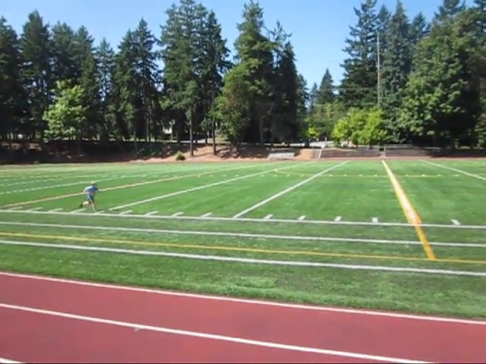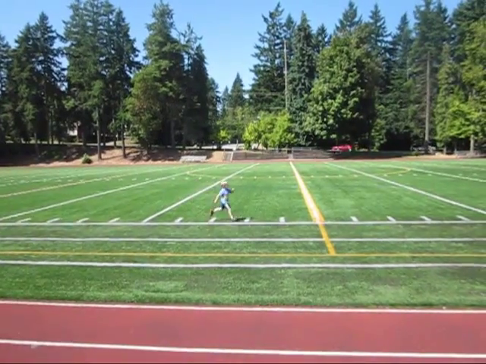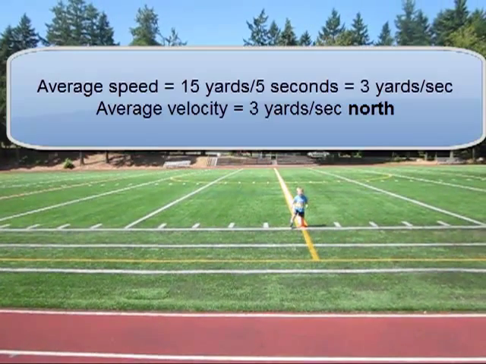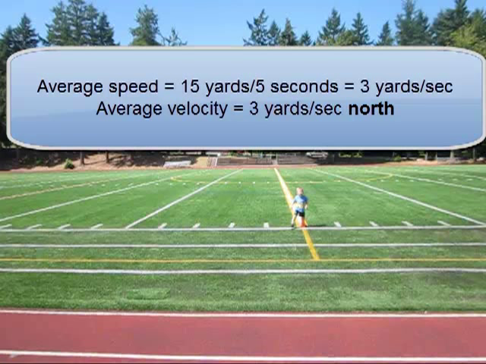Let's now look at Caleb. He's about to run. He is going to run a total of 15 yards north. It took him 5 seconds. So his average speed is 15 yards over 5 seconds, or 3 yards per second. His average velocity is 3 yards per second north.